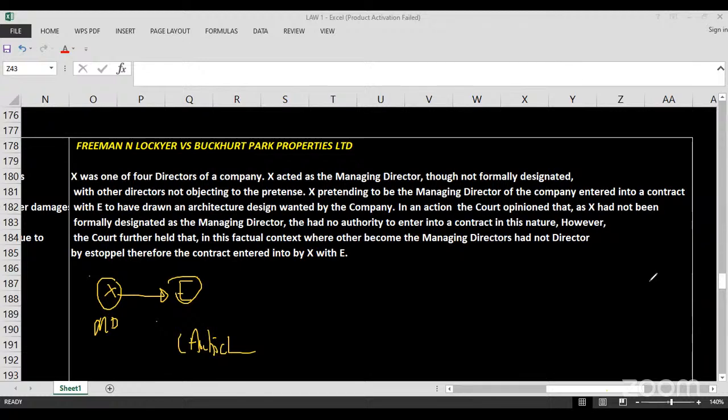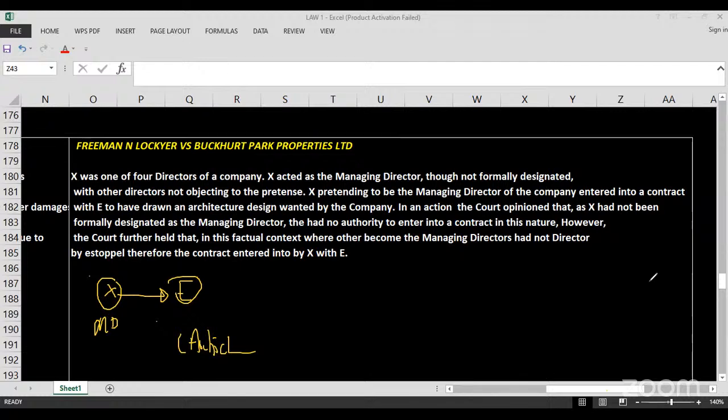However, the court held that in this factual context, the other directors had not objected to X acting as MD. X had become the managing director by estoppel. Therefore, the company is bound with regard to the contract entered by X with E.